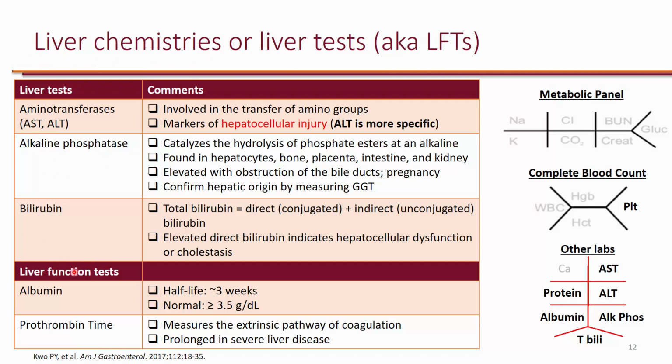Now, the actual liver function tests are albumin and prothrombin time, because these two tell you specifically about the function of the liver. So if somebody's prothrombin time is elevated, you know that the liver function is affected. Whereas the rest of these, they're not very specific to liver function.